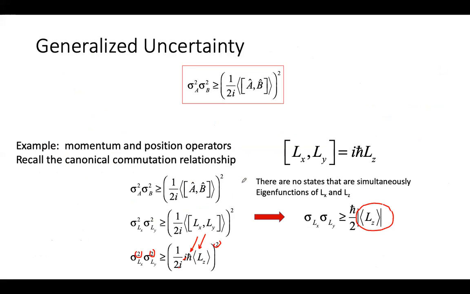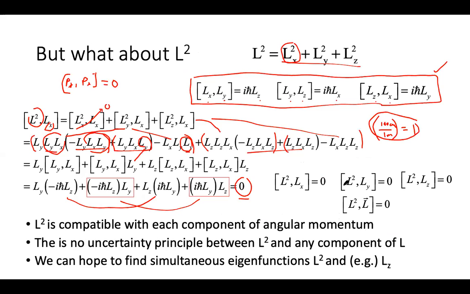Yeah, I do want to mention something. When something doesn't commute, like when I found the uncertainty principle for it, one of the things we said along with not commuting, in addition to having an uncertainty principle, is that there are no states that are simultaneously eigenfunctions of these two things that don't commute. So if they don't commute, they don't have a common set of eigenfunctions, and that's what we call incompatible. However, L squared is compatible with a component of angular momentum because it commutes with it.